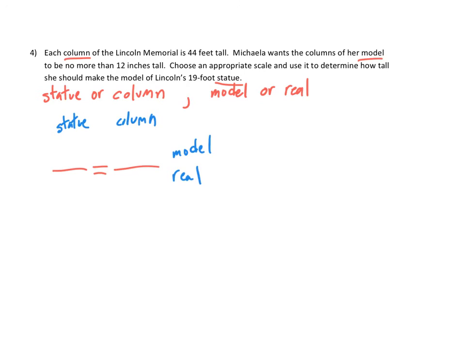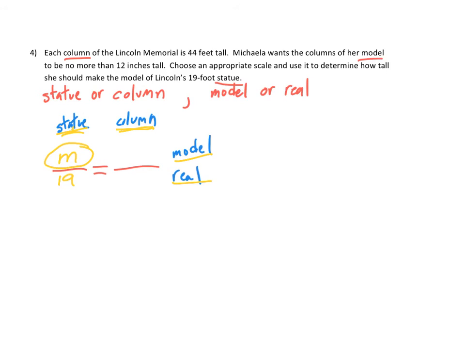Now, in this particular section over here, I'm looking at the statue and the model of the statue. The piece of information I don't know is: choose an appropriate scale and use it to determine how tall she should make it. That is the actual model. Maybe I'll call that M. That's the missing piece that I have. And here, the real statue is actually 19 feet tall. So I have statue, I have real. That's going to be 19 feet. And then I have the column.